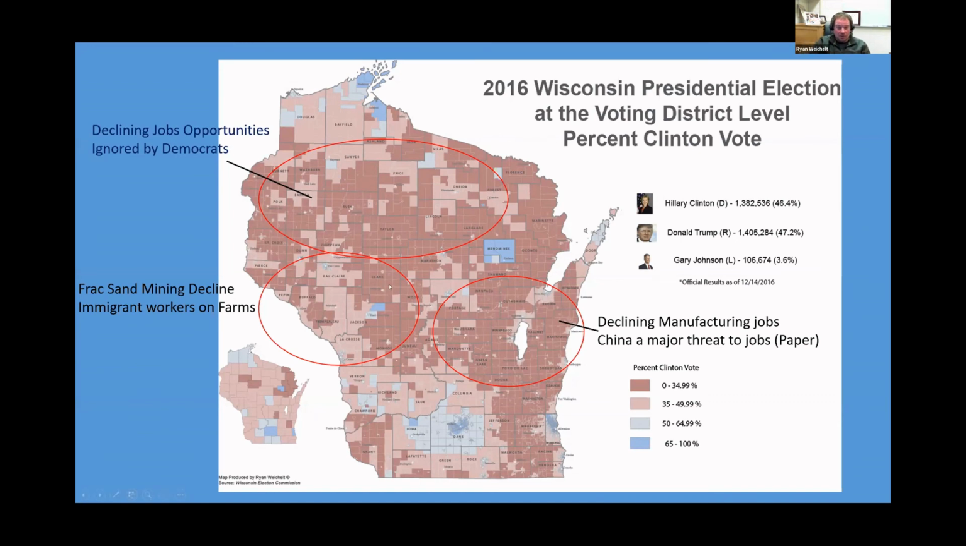We see some of the stuff Donald Trump was pushing with declining frac sand mining, immigrants on farms, and obviously, I talked about the manufacturing jobs. China is a major threat, specifically to the paper industry, et cetera. So this is how we can use this election data that's available, as long as you can manipulate it and get it into a GIS to make these particular maps. The geographer comes along to really try to understand what's happening at that particular scale.